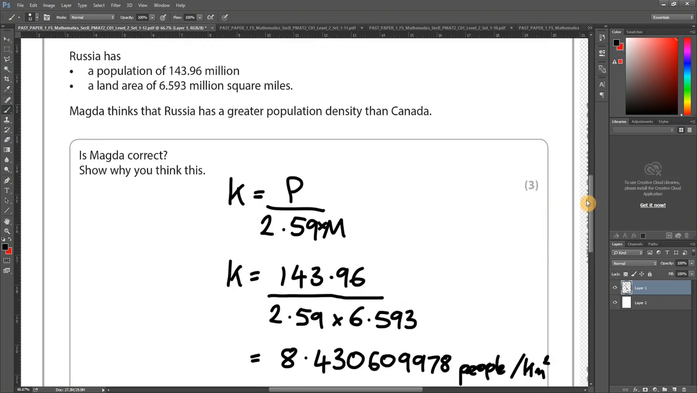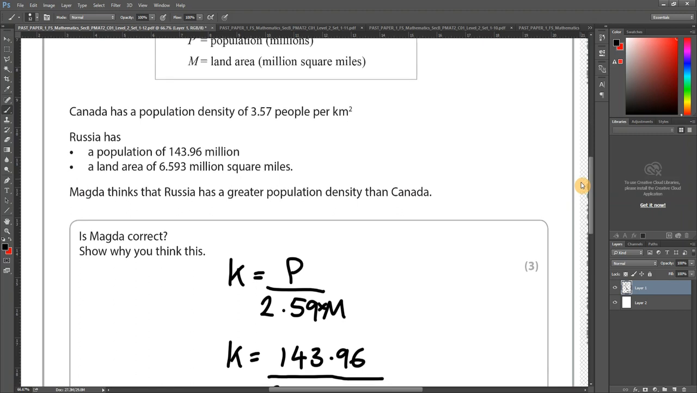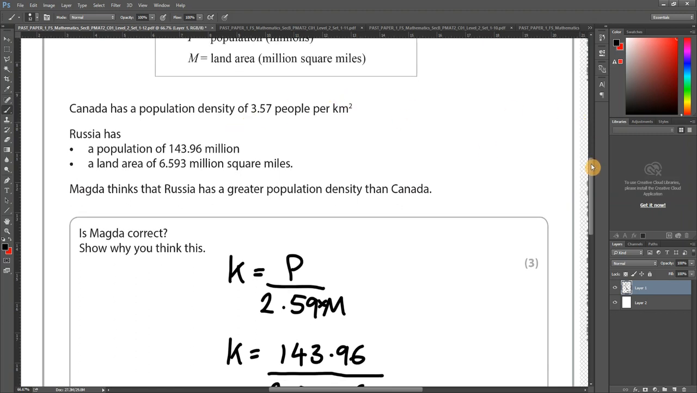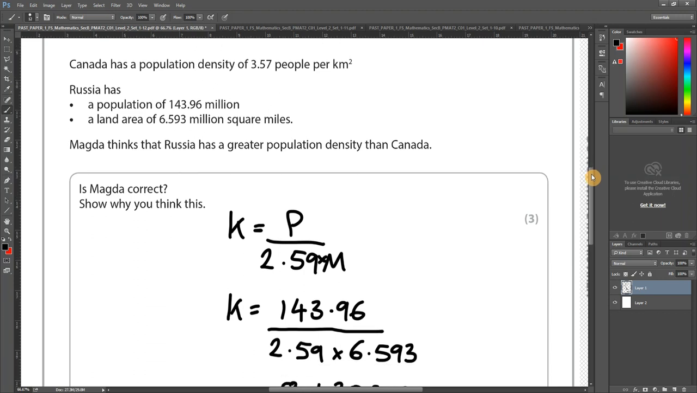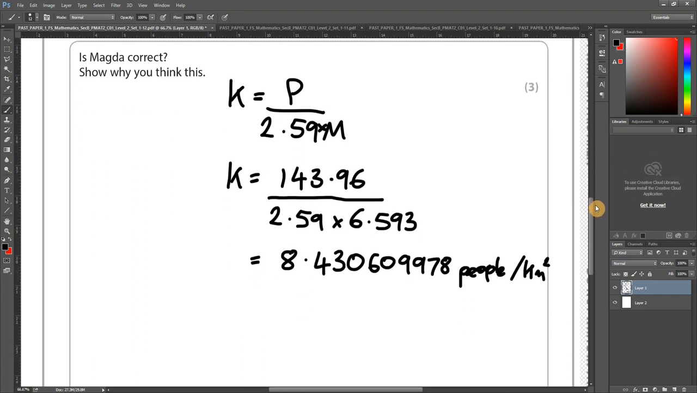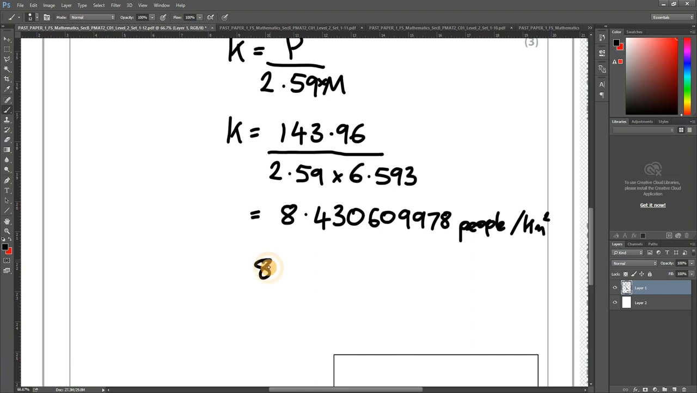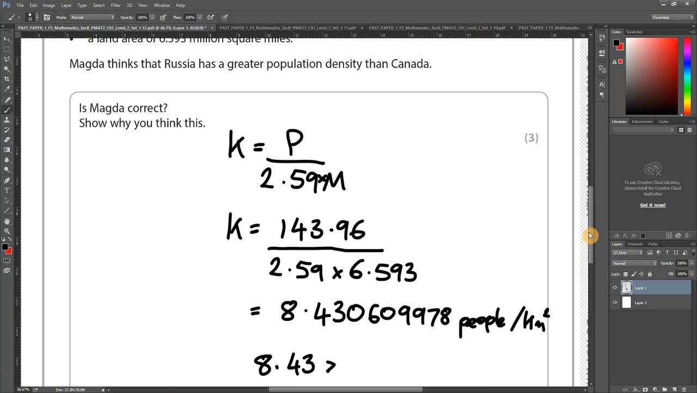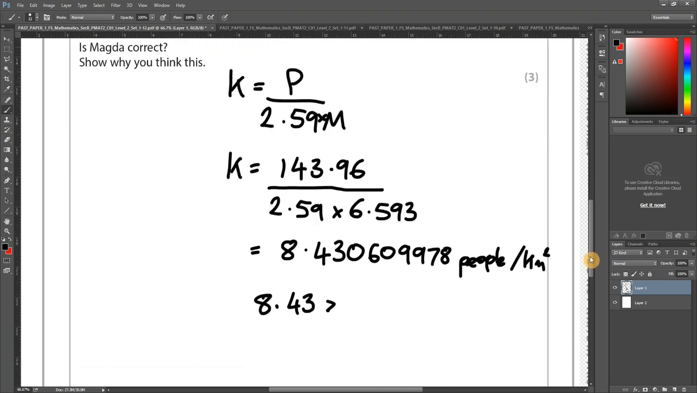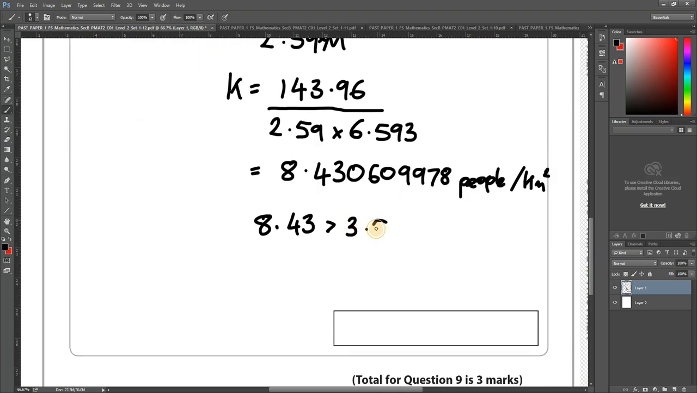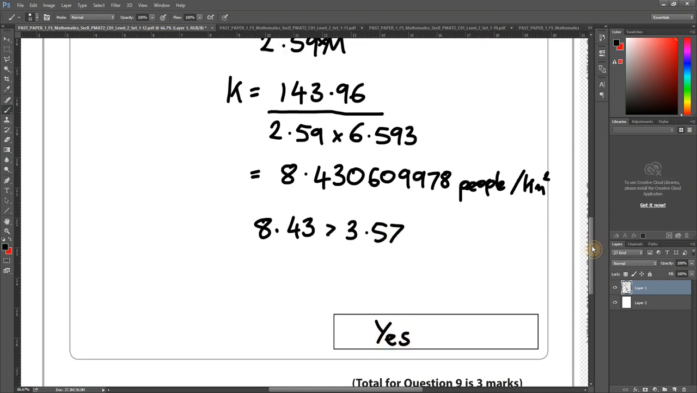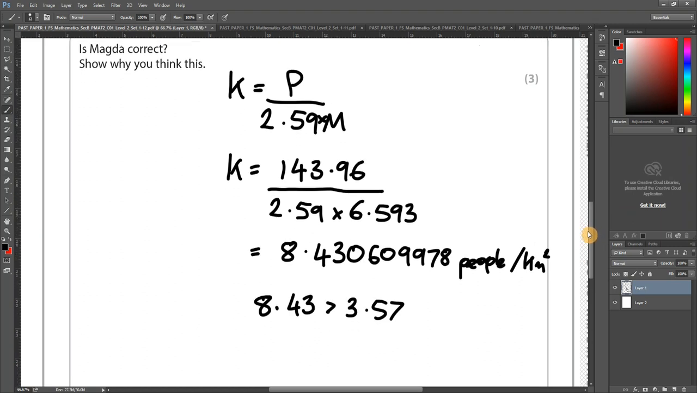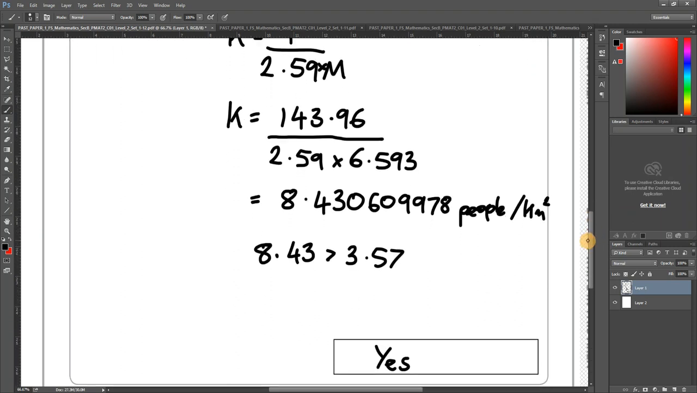So now we can compare it with Canada. Canada has a population density of 3.57 people per kilometer squared. She thinks that Russia has a greater population density. Yes, she's right. So we can say 8.43 is greater than 3.57. So yes, she is correct. And there's your proof. 3 marks for doing that. And that's that done. Well, let's move on to the next question.